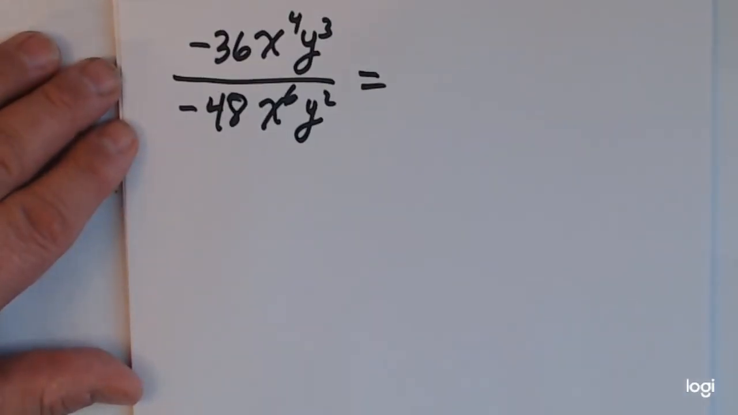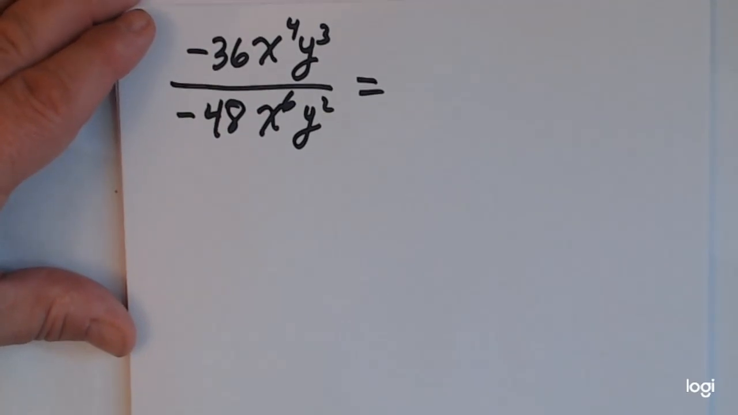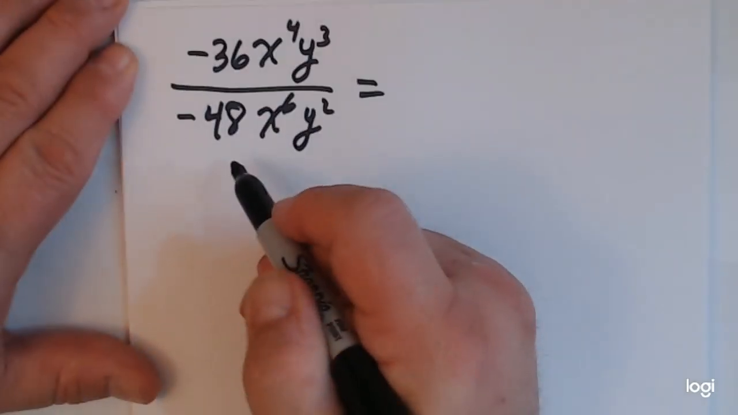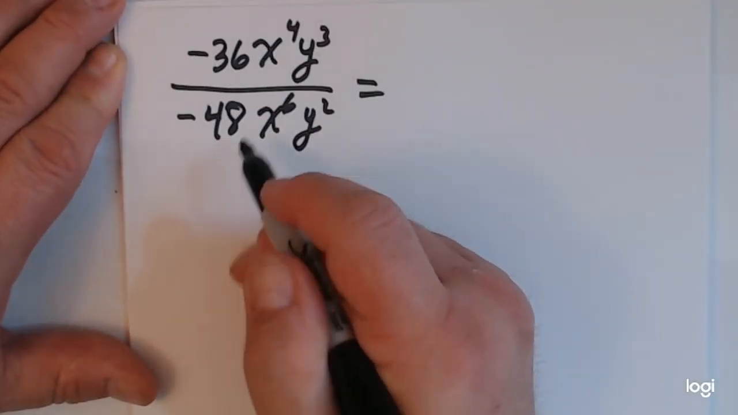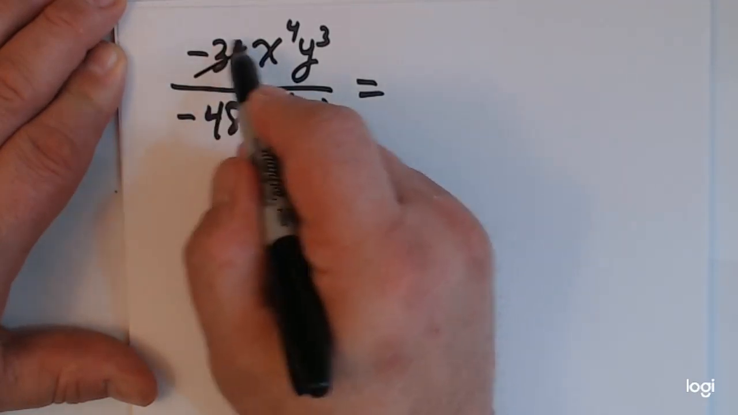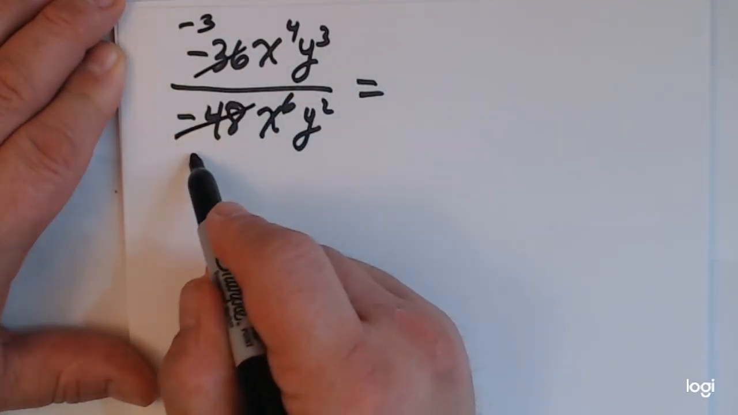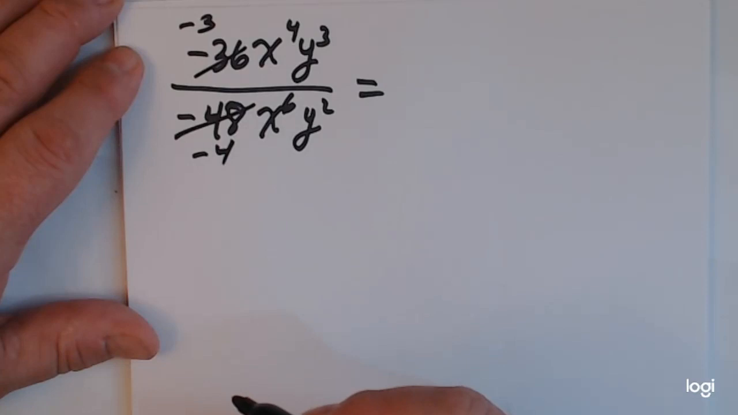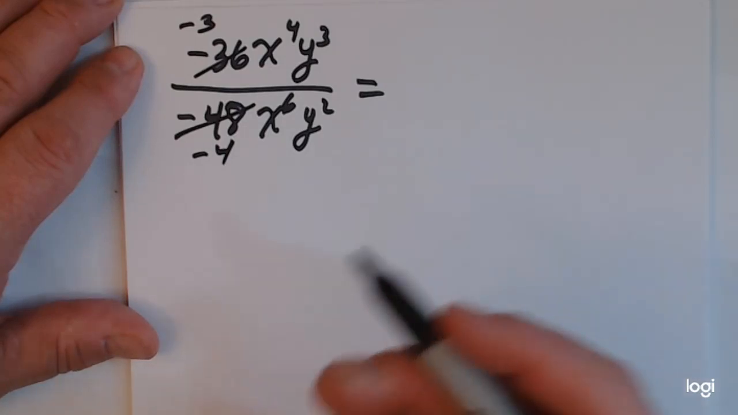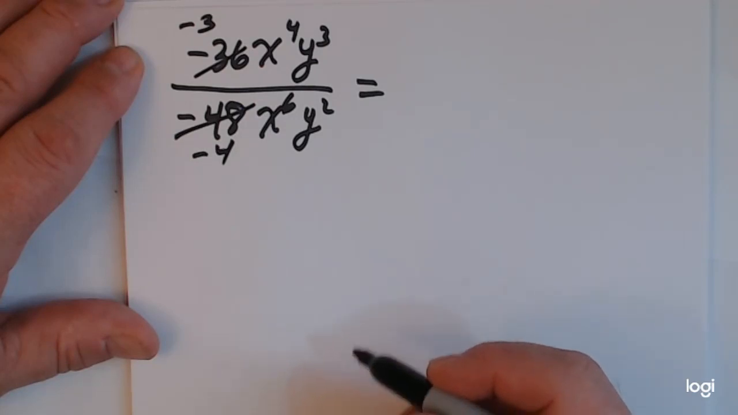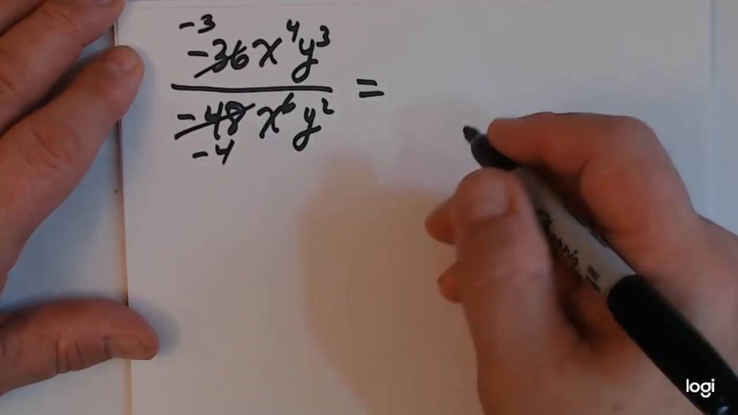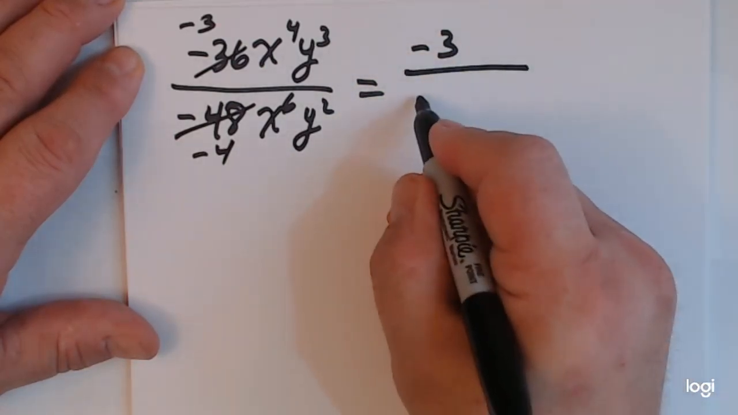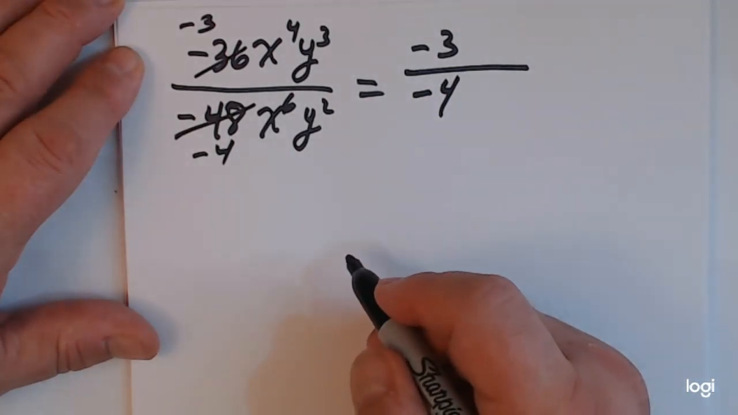Now, you should be able to determine the greatest common factor here. That one I think is pretty easy. 12 goes into 36 3 times, and it goes into 48 4 times. So 12 goes into negative 36 negative 3 times, and 12 goes into negative 48 negative 4 times. We could have factored out a negative 12. That would have made it a little bit easier, I think. But let's just stick with the 12 for now. So that leaves us with a negative 3 in the numerator and a negative 4 in the denominator.